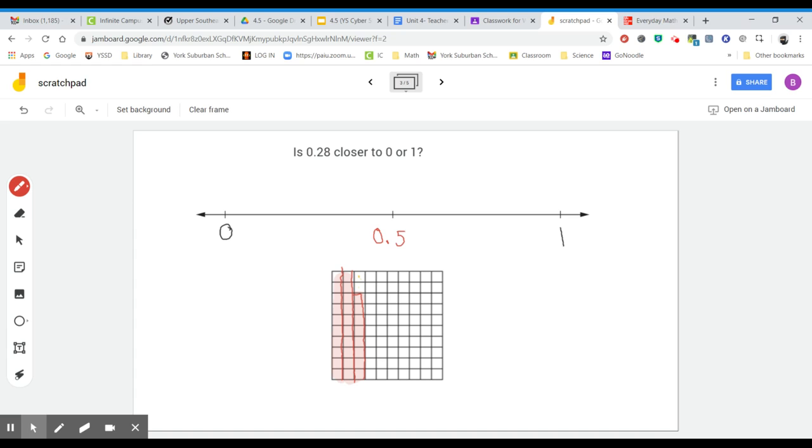Next, I'm going to label some more benchmarks or reference points on my number line. So if I have 0 hundredths and this is 50 hundredths, what's halfway between 0 and 50? Well, if you know your quarters, you know that 25 hundredths is between 0 and 50 hundredths. So I'm going to put a benchmark here as 0.25.